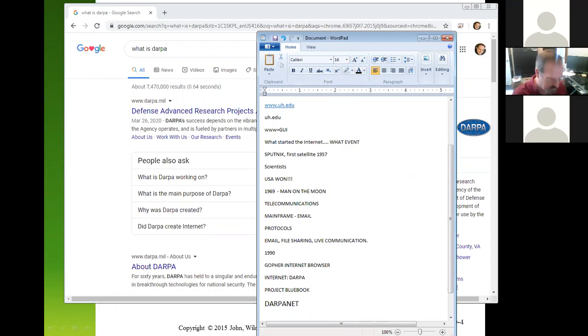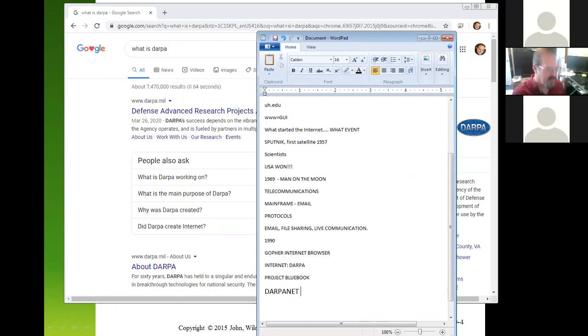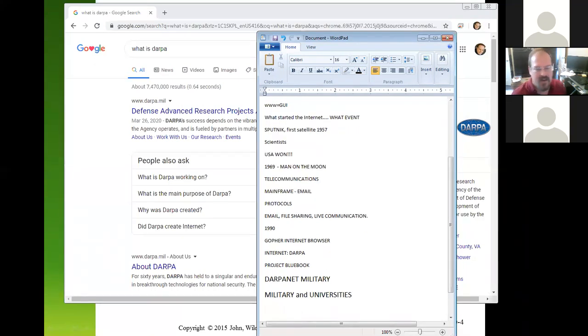DARPANet. That was the original name of the internet. It was a military thing because of Sputnik. That was back in the late 50s. Eventually, the people that belonged to the DARPANet were military installations and universities. So it was mostly military and universities, and 99.99% of it was in the United States. The internet, as we know it, started in the USA.